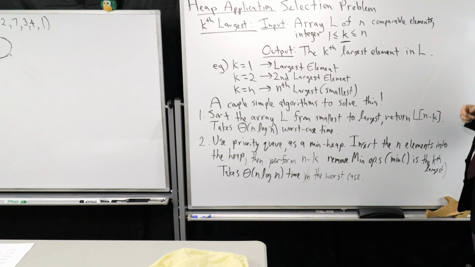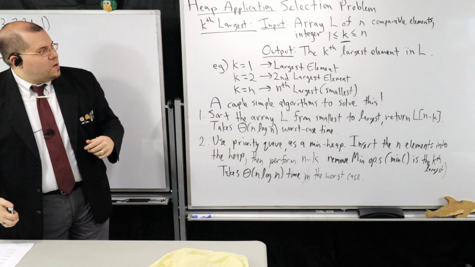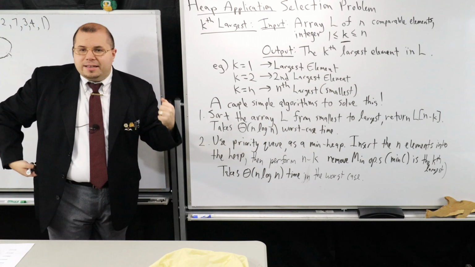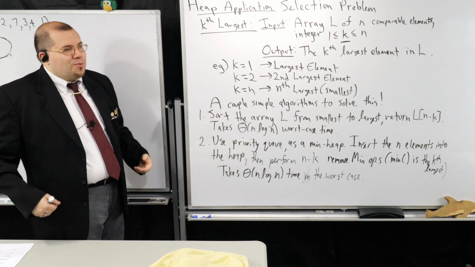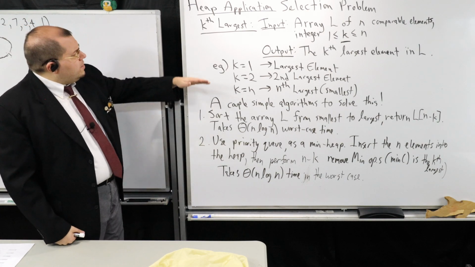And I'm also going to be given an integer k. And k is going to be between 1 and n. And my output has to be the kth largest element in the array. So I want to know what the kth largest element is in this problem.